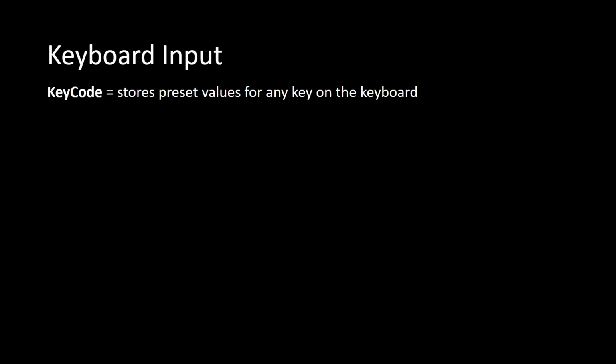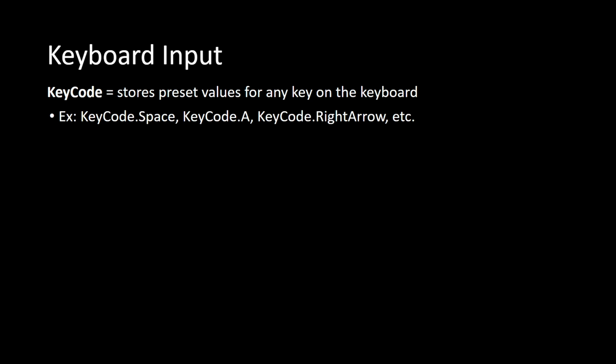So when you do get keyboard input, you get a key code, which stores preset values for any key on the keyboard. You will see this capital K, capital C, KeyCode, a special keyword that allows you to figure out which key is pressed. You're saying KeyCode.Space, KeyCode.A, KeyCode.RightArrow. So that's one to keep in the back of your head. When you refer to keys, you figure out what they are according to their key code.